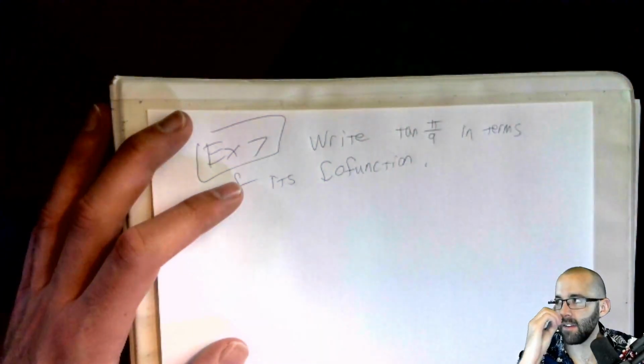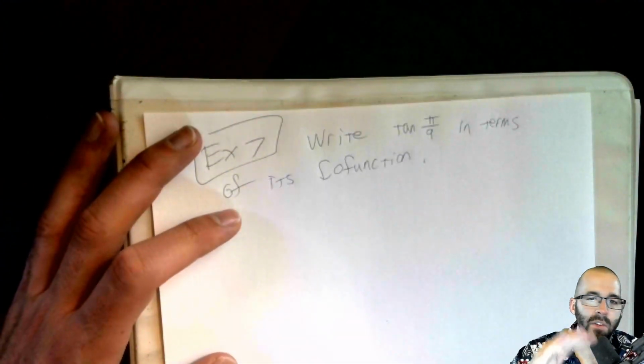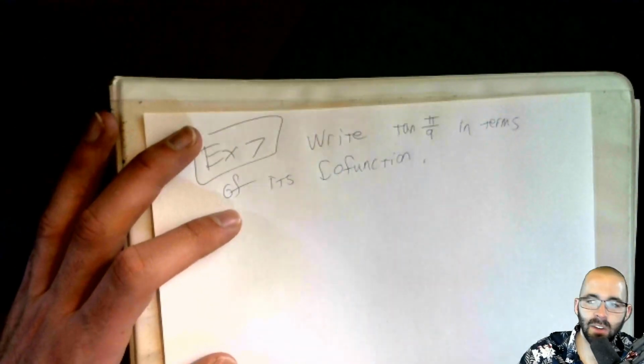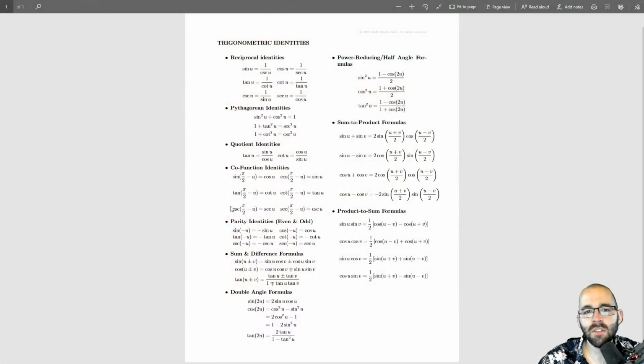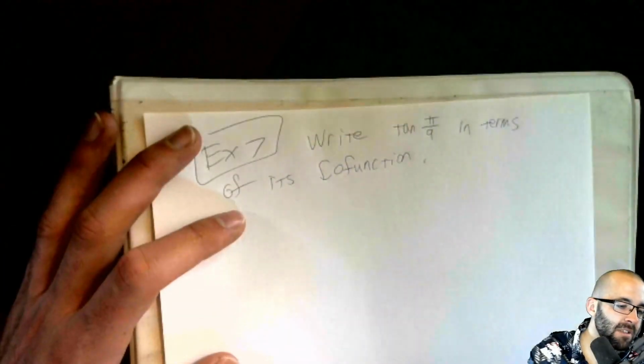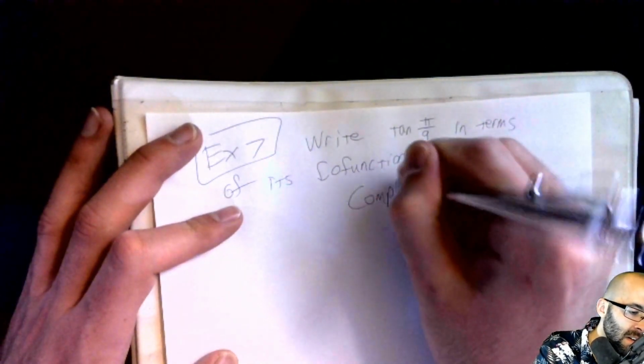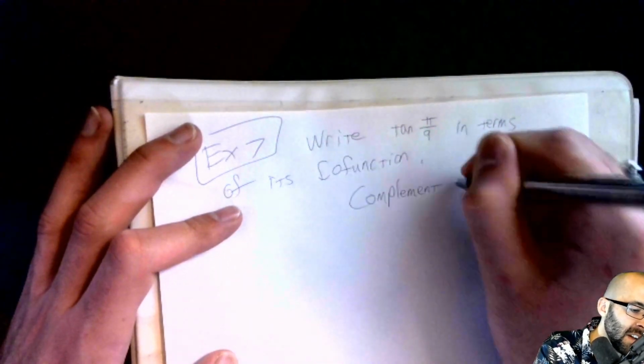All right. So this is just a small reminder of different things that we can do. So remember cofunctions. The tangent of some angle is the cotangent of its complement. Complement just means add up to pi over 2. We can also write it like this. So we need to find the complement of pi over 9.